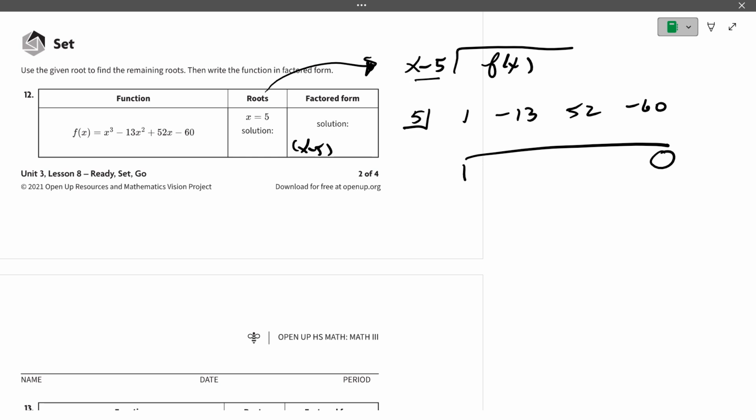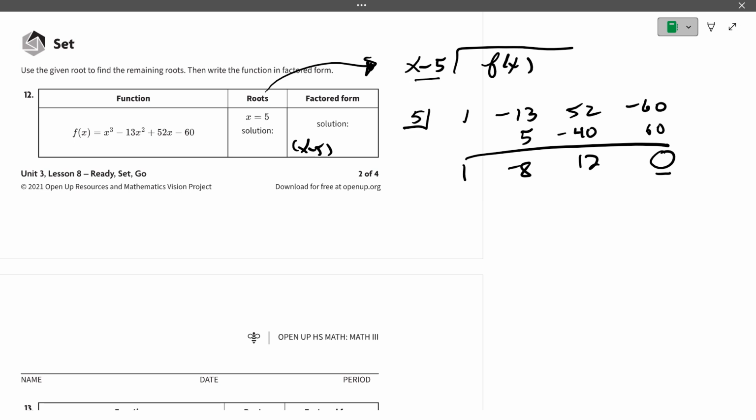So the process is you bring the 1 down. 5 times 1 is 5. That goes here. You add those together, you get negative 8. You multiply 5 times negative 8, you get negative 40. Take 52 and negative 40, you get 12. And 5 times 12 is equal to 60. And voila, we get 0.